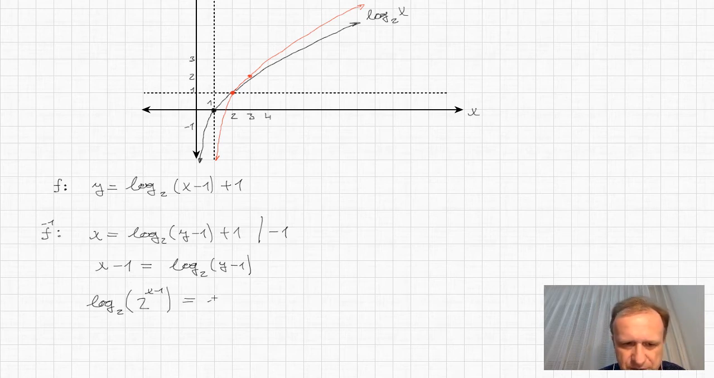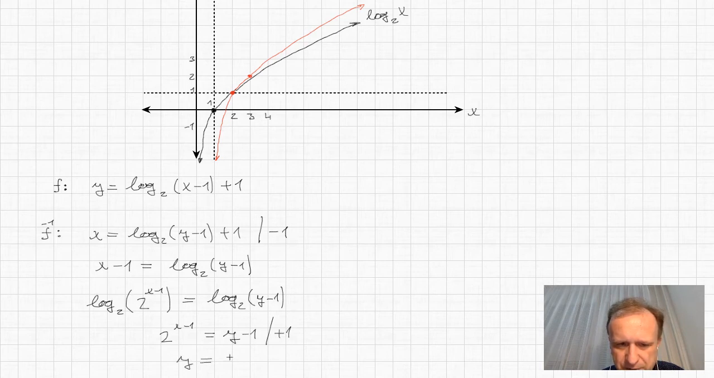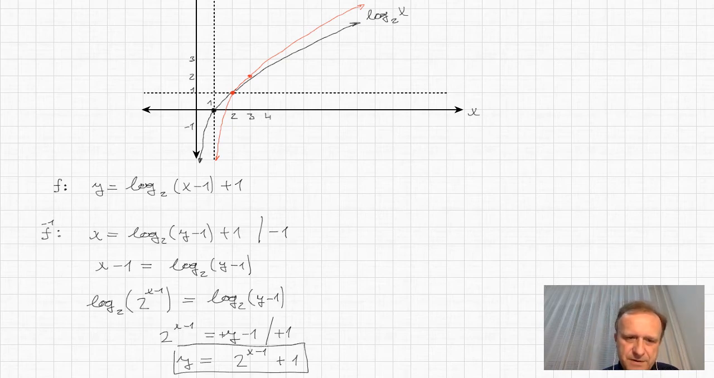And this should be equal to the logarithm in base 2 of y minus 1. Now, since the logarithm is a one-to-one function, you can conclude that 2 to the power of x minus 1 is y minus 1. And now you can add 1 to both sides and get the formula y equals 2 to the power of x minus 1, and this should be plus 1, like this. So this function here is the inverse to our logarithmic function f.